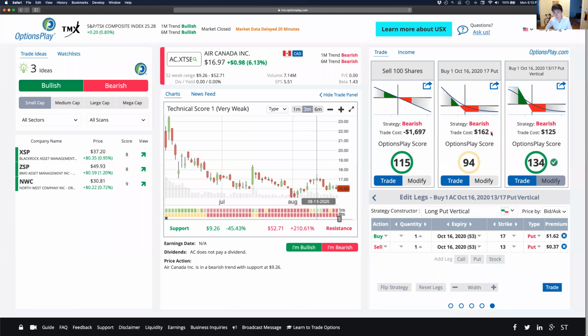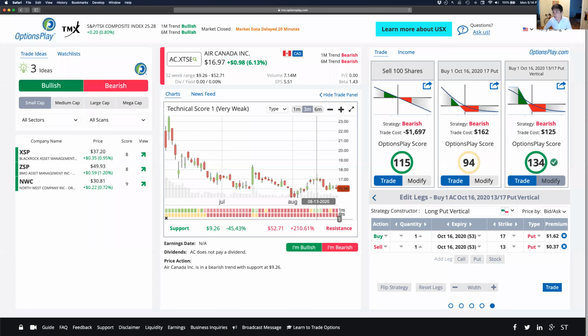So what you're doing here is reducing the cost of the put option from $1.62 down to $1.25. That's a little bit more than 20% savings on the underlying position itself. So we are optimizing your strategies using the trading range that is calculated off of the implied volatility.